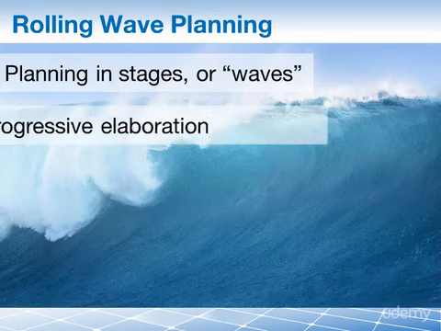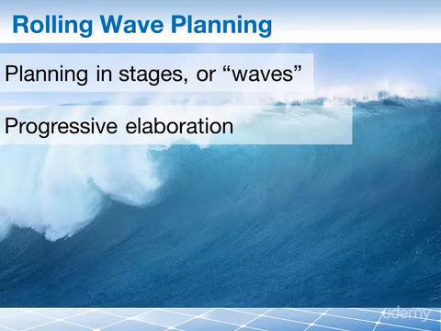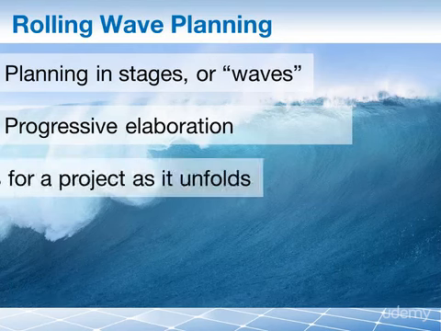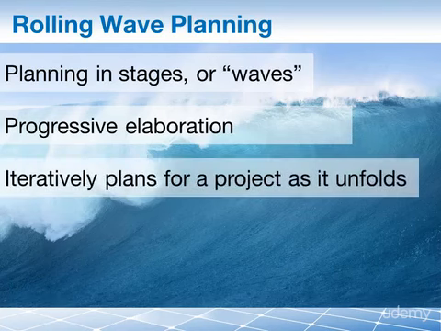Progressive elaboration is what occurs in the rolling wave planning process. Progressive elaboration simply means that over time we elaborate on the work packages in greater detail. As time passes we will have planned to provide that missing, more elaborate detail for the work packages as they appear on the schedule's horizon. This approach iteratively plans for a project as it unfolds, similar to the techniques used in agile software development.